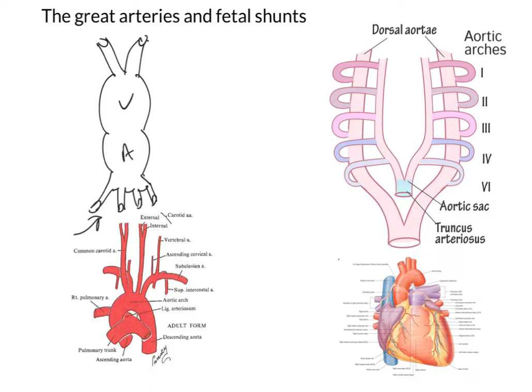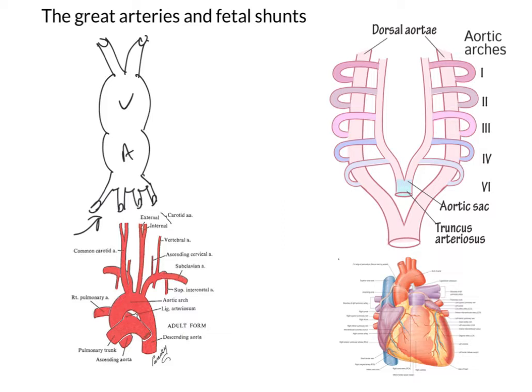So the truncus arteriosus itself is ultimately going to become septated and go from one large vessel to two large vessels, each communicating with their respective ventricle. We also have this more distal structure, the aortic sac, but we're not really going to consider that in any more depth.